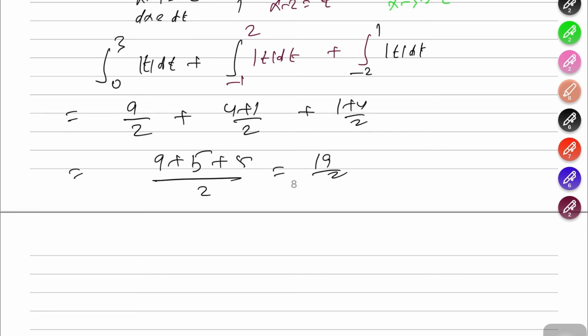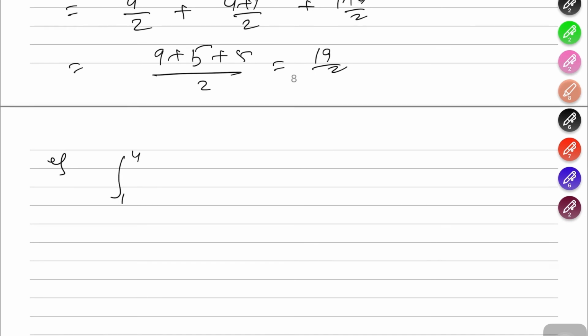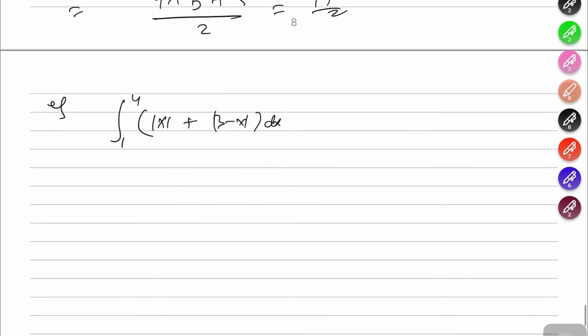So that is the answer. Take one more problem. Let's say 1 to 4, mod of x plus 3 minus x dx.